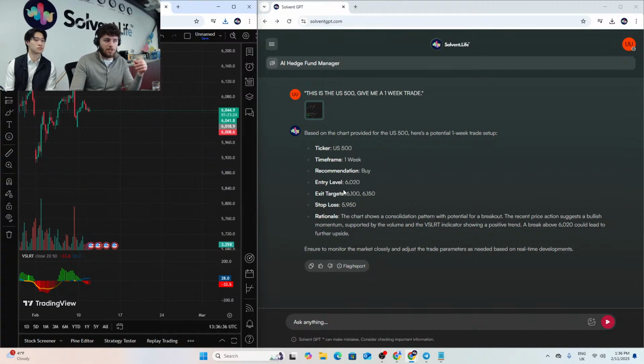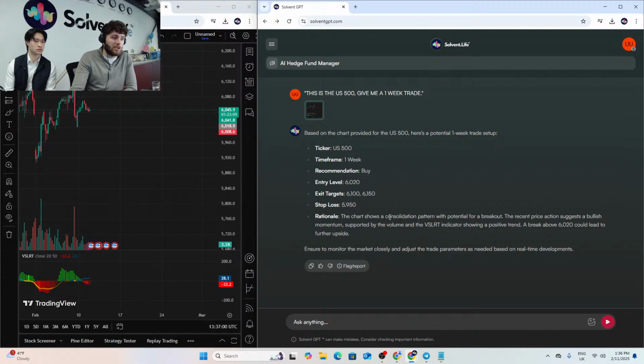So again, recommended we buy. Entry level is 6,020, which is 20 points below the current price. And the reason behind this is to ensure a better entry. Then we have exit targets, one at 6,100 and one at 6,150 as a complete take profit. Finally, our stop loss, 5,950, and the rationale behind the trade.